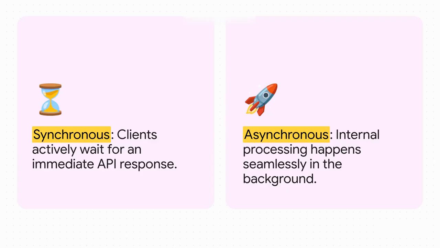So we have to pivot. We move from synchronous waiting to an asynchronous fire and forget model. We instantly shoot an HTTP 202 accepted back to the client right at the front door, while all that heavy, complex internal event processing happens completely seamlessly in the background. It's a total game changer for speed.